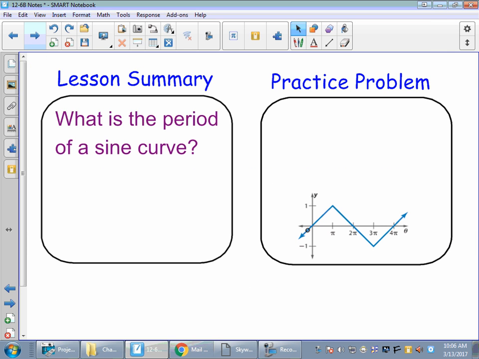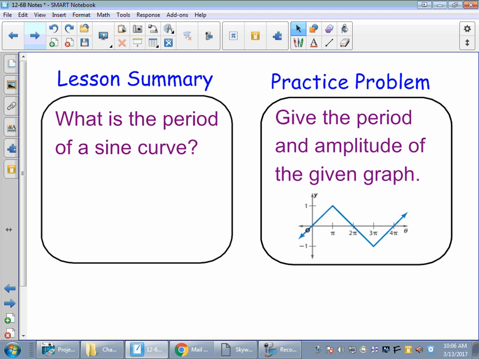All right. Lesson summary. My advanced algebra kids just ignore this part, but this is for my algebra 2s. What is the period of a sine curve? And then give the period and amplitude of the given graph. Good luck.